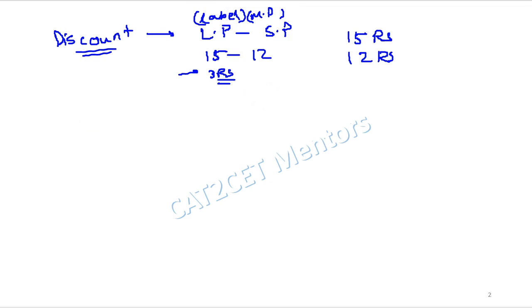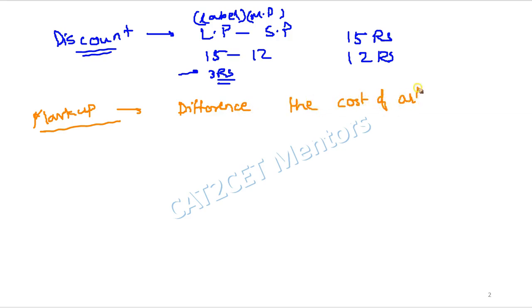Now another thing that you need to remember is the markup price. What is markup? Markup is defined as the difference between the cost of an article and its marked price. Now a markup is added onto the cost price or purchase price of the product by the trader in order to create a profit. I hope the concept of markup is clear to all of you. This is the difference between the cost price of the article and the marked price.